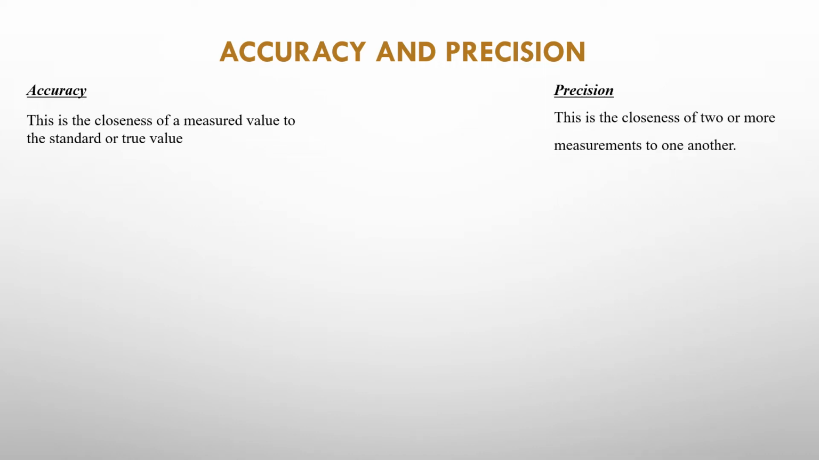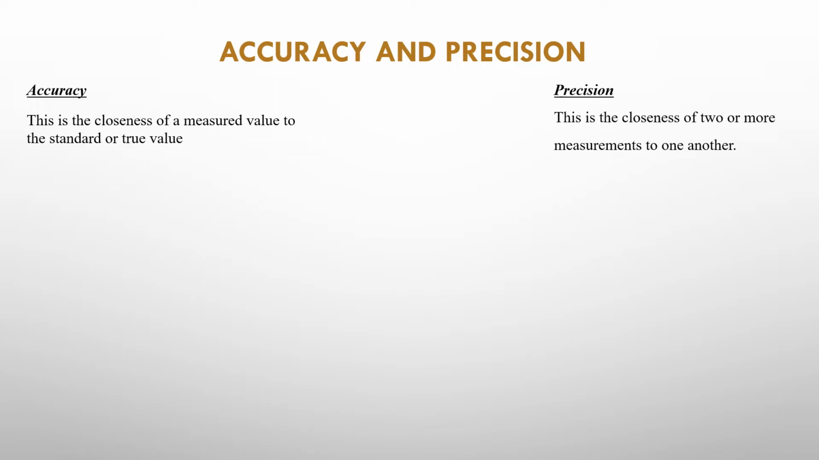Accuracy and precision are two important factors to consider when taking data measurements. Both accuracy and precision reflect on how close a measurement is to an actual value. But accuracy means how close a measured value is to a true value, while precision is the closeness of two or more measurements to one another.